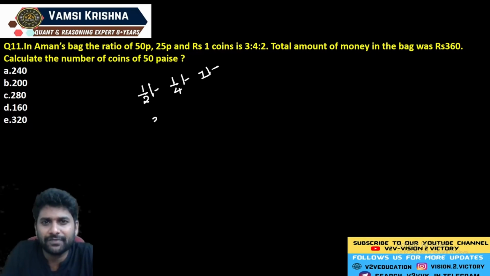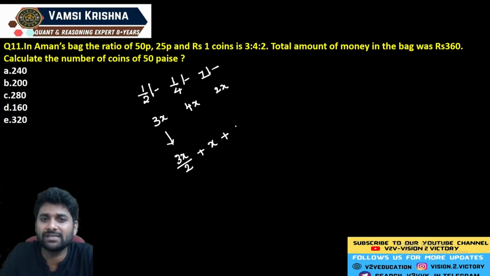Now they are in the ratio of 3 is to 4 is to 2. It means 50 paisa coins available are 3x, 25 paisa is 4x, 1 rupee is 2x. Now what is the total value here? If 3x is multiplied by 1 by 2, it's a value of 3x by 2. If 4x is multiplied by 1 by 4, it's a value of x. And 2x is multiplied by 1, it's a value of 2x. Now the total value they already gave is 360.